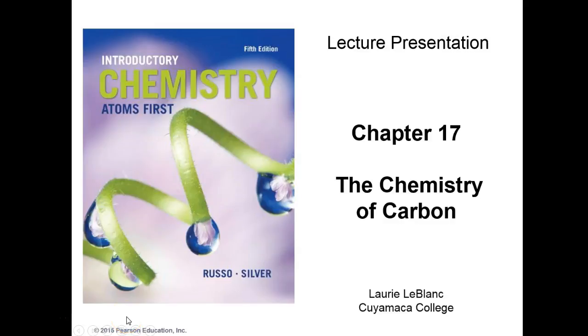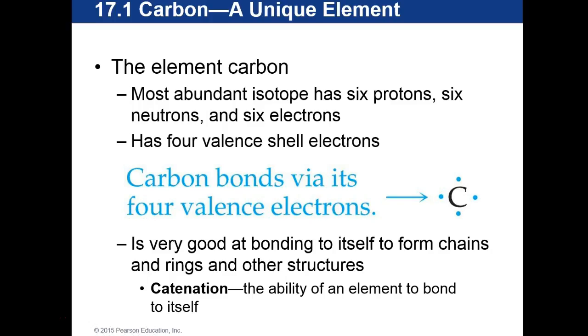The chemistry of carbon. Carbon is the most abundant isotope that has 6 protons, 6 neutrons, and 6 electrons. It has 4 valence shell electrons. Here's a little picture showing the carbon bonds via its 4 valence electrons.